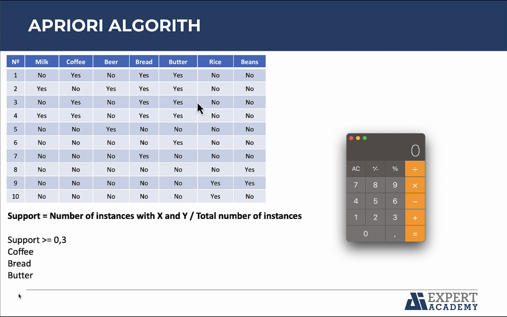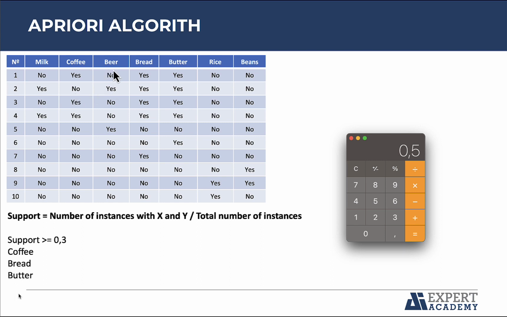Now we can calculate for bread. 1, 2, 3, 4, 5. It was bought 5 times. 5 divided by 10 is equal to 0.5. It means that bread was bought in 50% of the transactions. Let's suppose that now we want only the products that the support is greater or equal to 0.3. Milk is not going to be selected. Coffee is going to be selected.